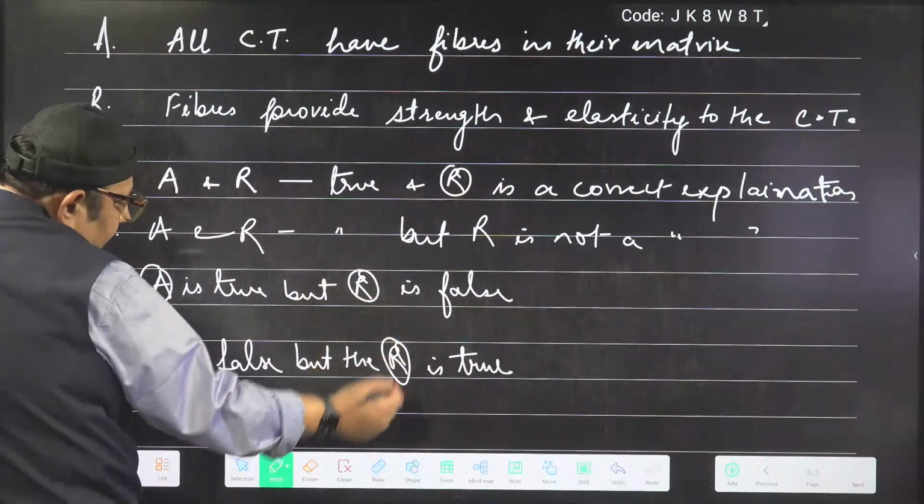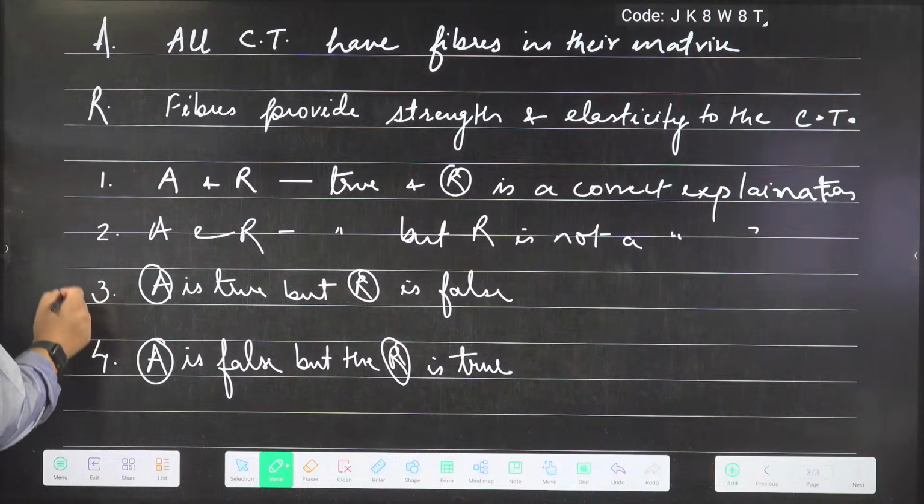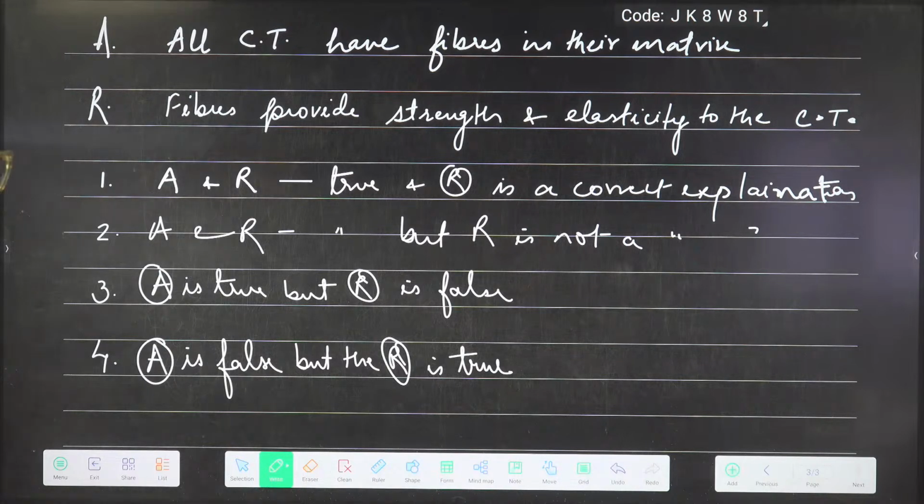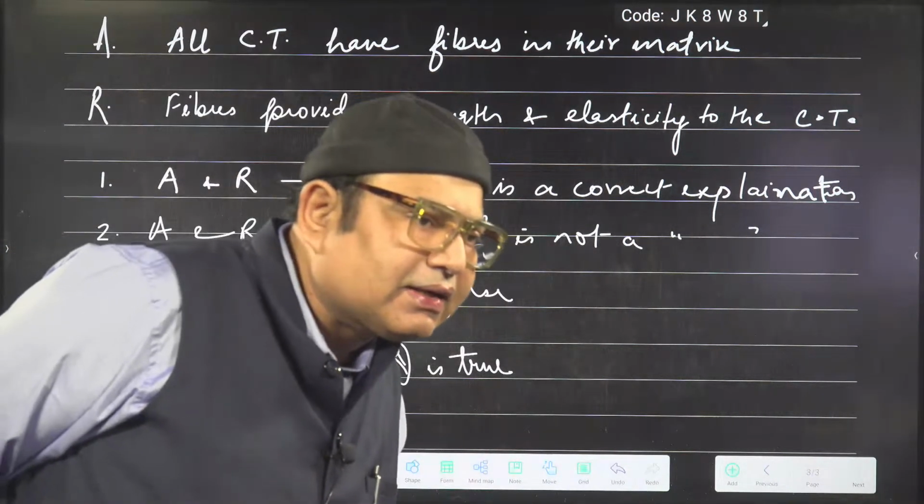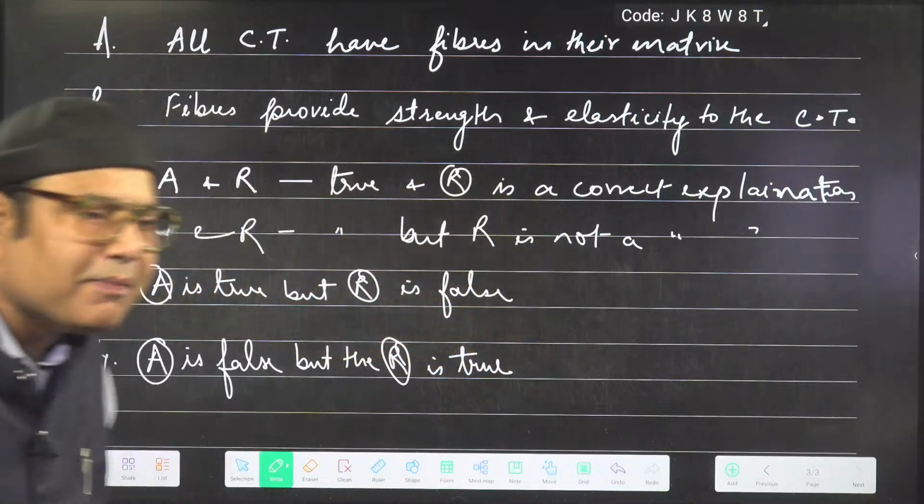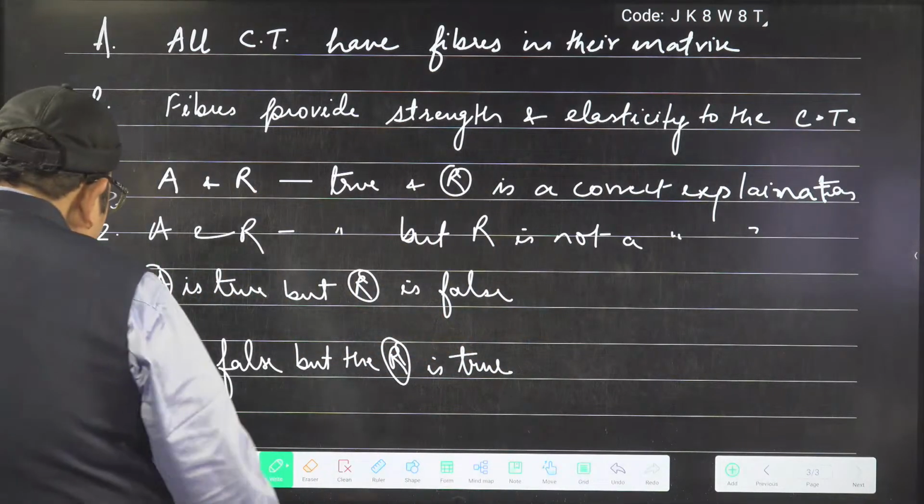Assertion is correct, but the reason is false, option number 3. Option number 2, both are correct, but the reason is not a correct explanation of the assertion. Come on, guys. The YouTube students have already given the correct answer, and the correct answer is option number 4. Yes, you're right. Option number 4.